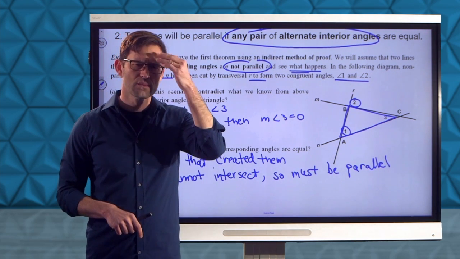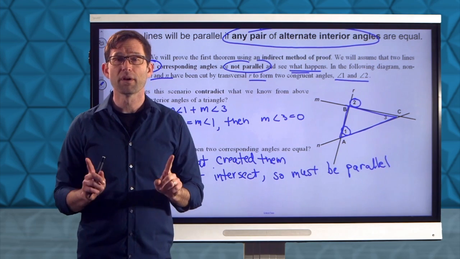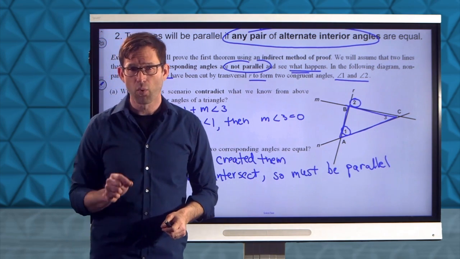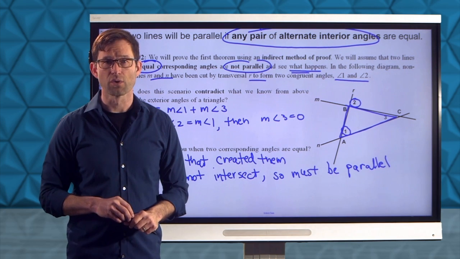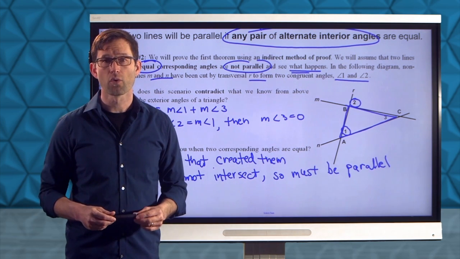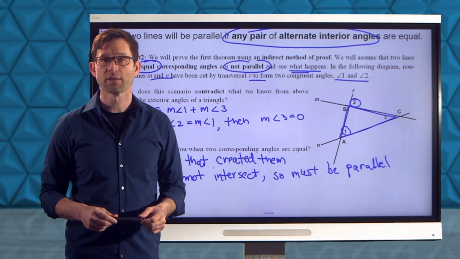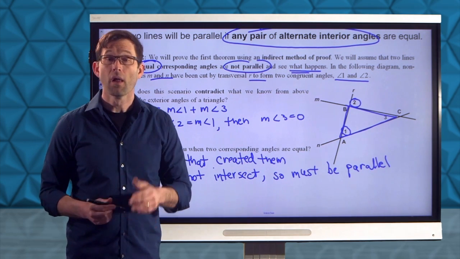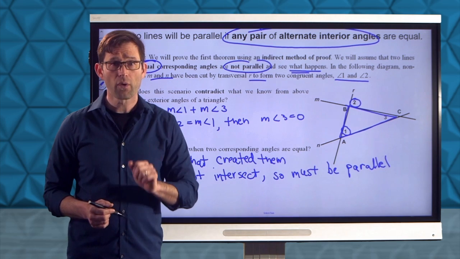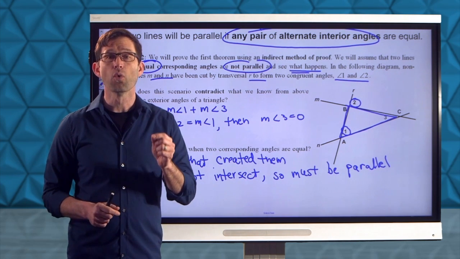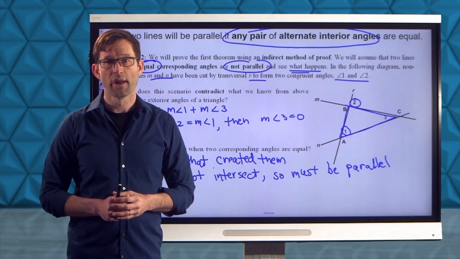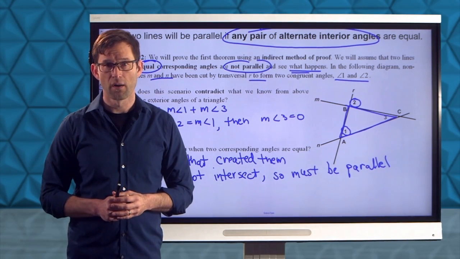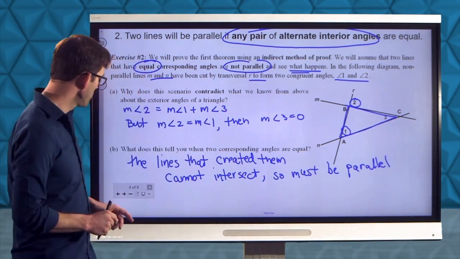Whew. Well, I'm hoping you followed that. But at the end of the day, the most important thing to understand is that if we know that two corresponding angles are equal, the lines that created those angles, along with the transversal, must be parallel. Likewise, what we're not going to prove for now is that if two alternate interior angles are equal, then the lines that created them also must be parallel. All right? So, let's keep going.